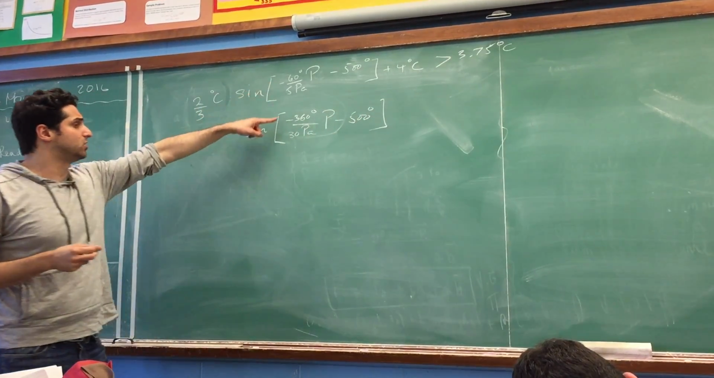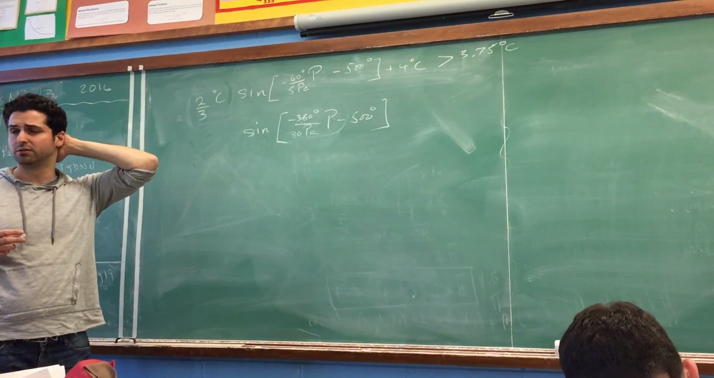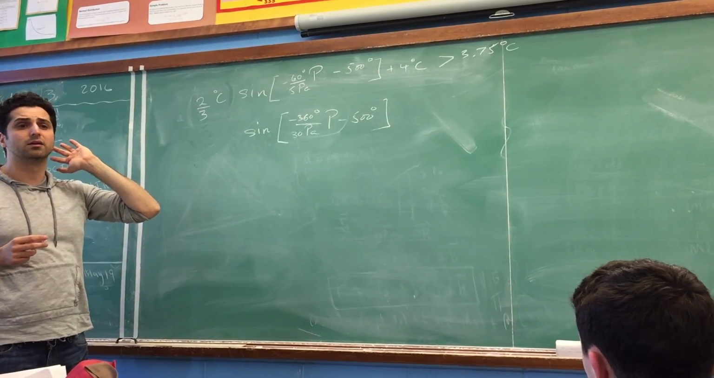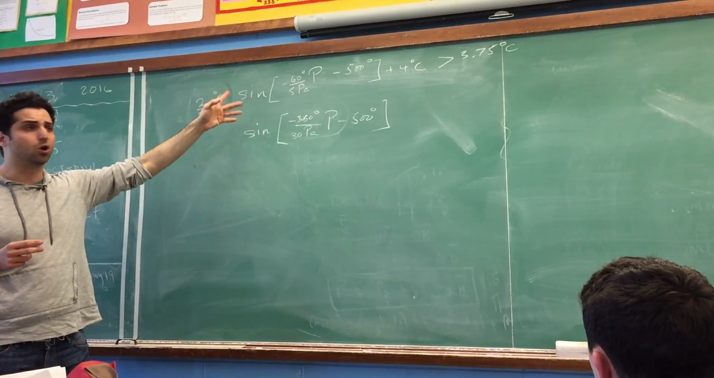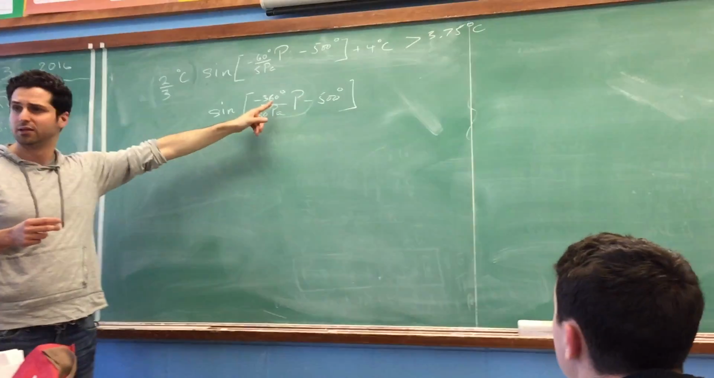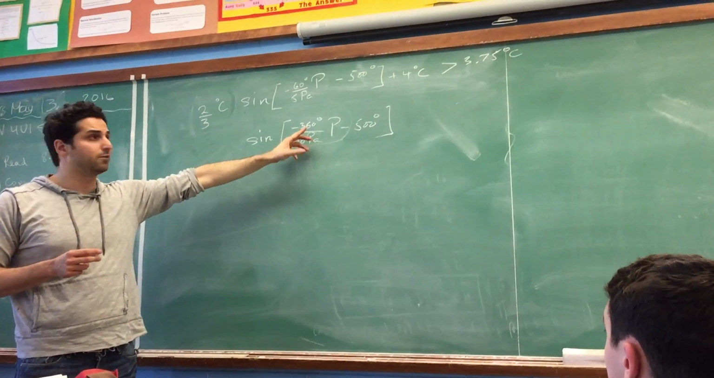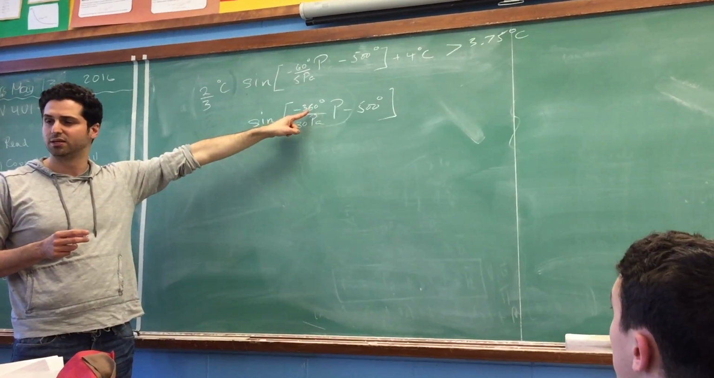Why did I do that? Why did I change that into minus 360 over 30? 360 is a period of what? A sine function. If this was cos, would I also make this 360? Yes. If this was tan, would I make this 360?